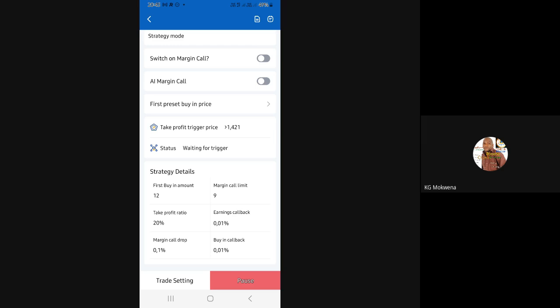And the reason why you see margin call drop having 0.1% is that the margin call drop is for position number 9, which is not in the market as yet. We are yet to place it, and we'll do that shortly. After we have placed that, there will be no more margin call drop because all our margins would have been absorbed or taken.